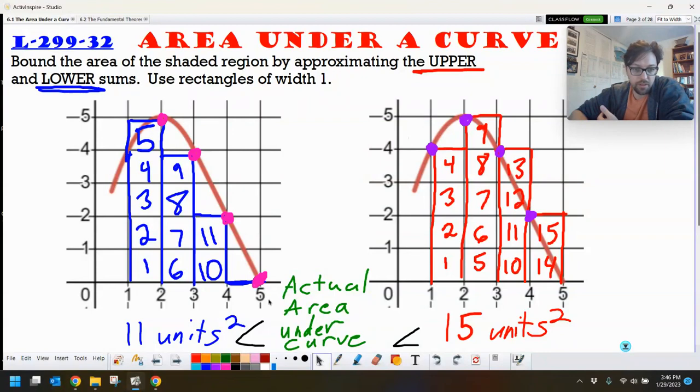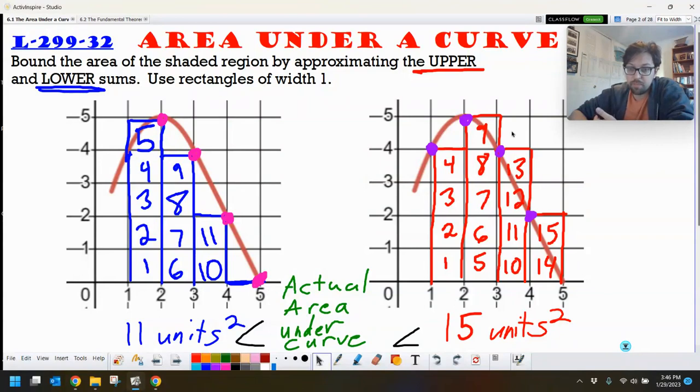So if I'm looking at this curve and I'm trying to figure out how much space there is underneath it, I could just count up the squares that are underneath that curve. And there's two ways you could do that. I've chosen this method where you can see there's a lot of space that I've missed. So that would be a lower sum, the lower estimate of it.